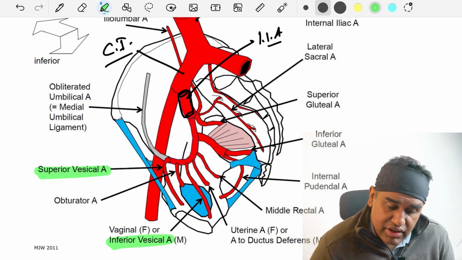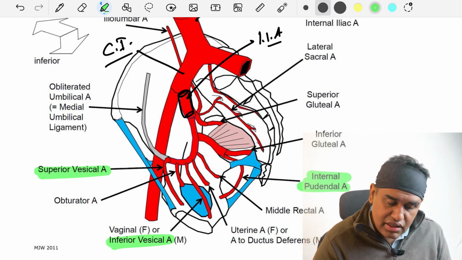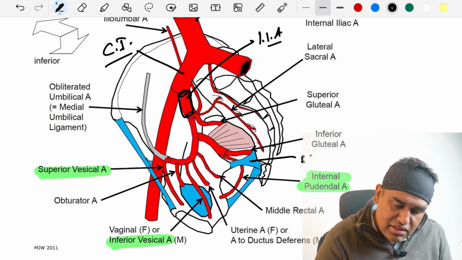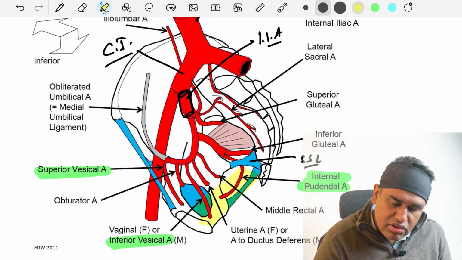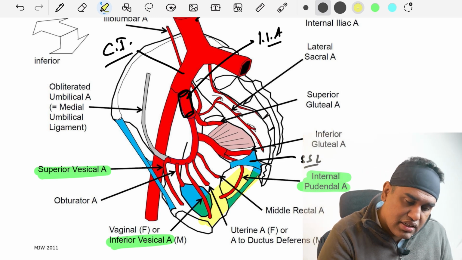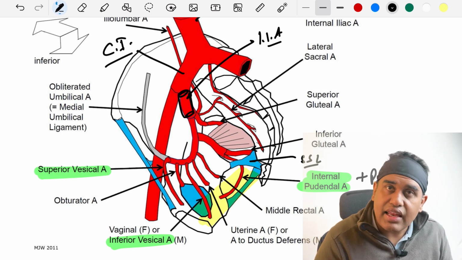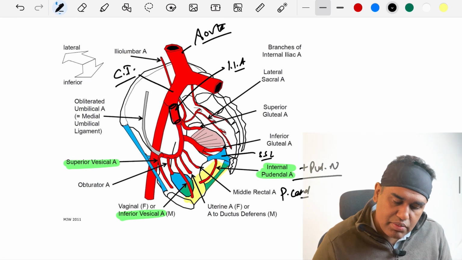Then where is the internal pudendal artery? The internal pudendal artery is going separate over here. It goes around the ischial spine, behind the sacrospinous ligament. Remember, this is the sacrospinous ligament, and entering where? It's going to enter this region. What is this region? This region is the perineum. It's going to supply structures over here. Also, do remember that this internal pudendal artery runs along with the pudendal nerve in a canal that is known as the pudendal canal or Alcock's canal. I hope the point is clear.